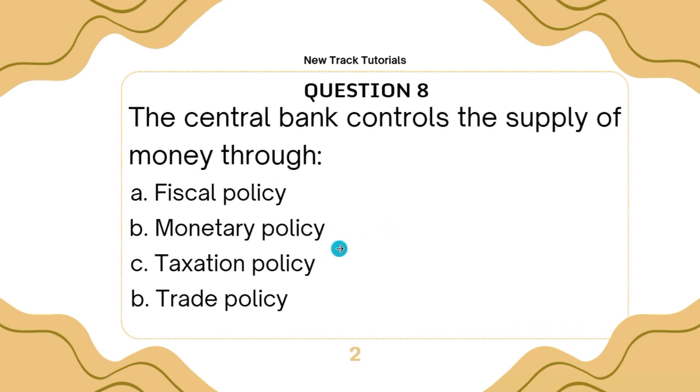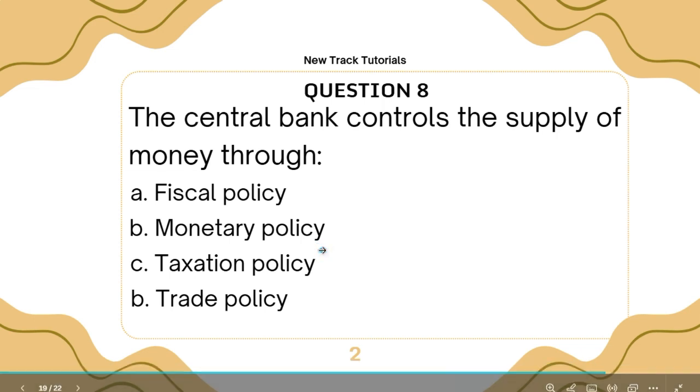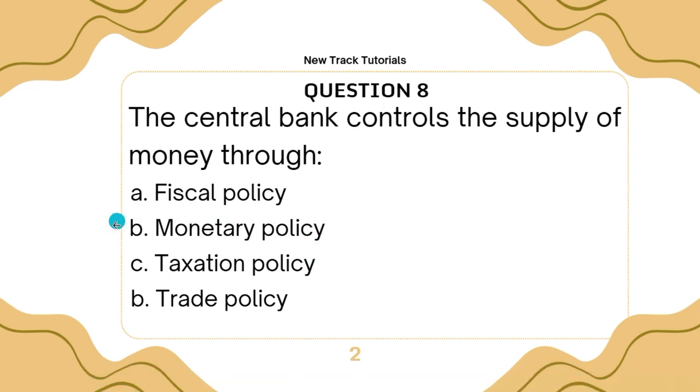Now let's look at question number 8. Question number 8 says the central bank controls the supply of money through what? Is it through fiscal policy, monetary policy, taxation policy, or trade policy? Monetary policy is the action by the central bank to control money supply in a given country, prices, and the cost of credit. That is monetary policy.